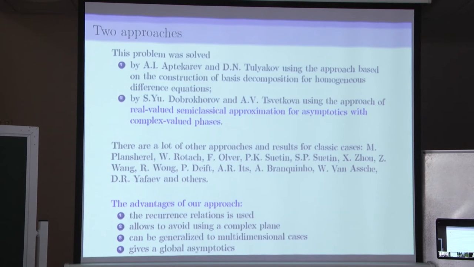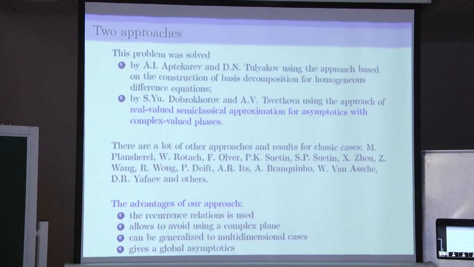The first approach was developed by Alexander Aptekarev and Dmitry Tulikov, and it uses Bayes' decomposition. But today, I'd like to discuss another approach, which uses pseudo-differential equations. It was developed by Sergei Dobrokhotov and me, and we call it real-valued semiclassical approximation for asymptotics with complex-valued phases. There are a lot of other approaches, other works with brilliant results, which work for classical cases, but our case is not classical. We have multiple orthogonal polynomials.